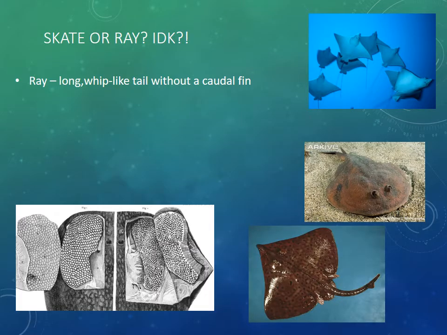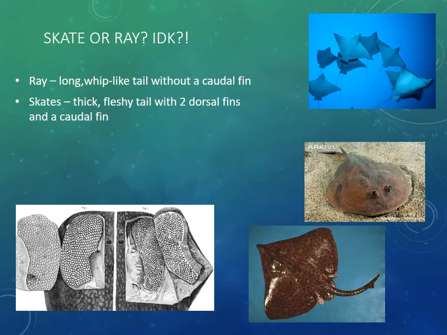Skate or ray. Let's look at the differences. Rays have long whip-like tails without a caudal fin. Skates have a different system. They have a caudal fin, 2 dorsal fins, and a thicker, fleshier tail. So that's how you can kind of tell the difference. There's both of those shown here in these pictures.